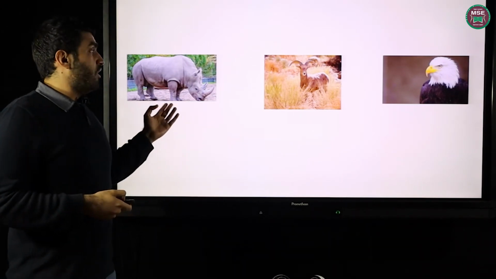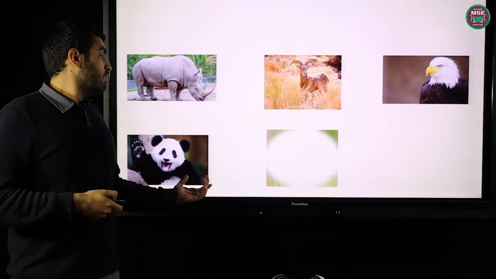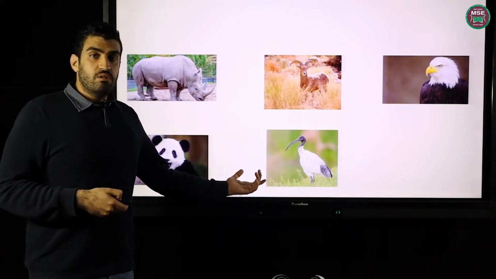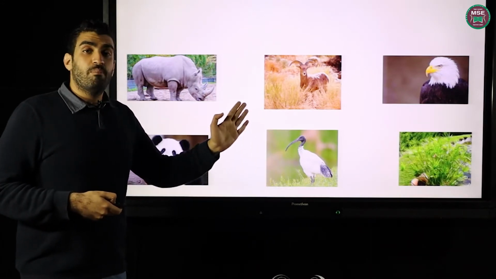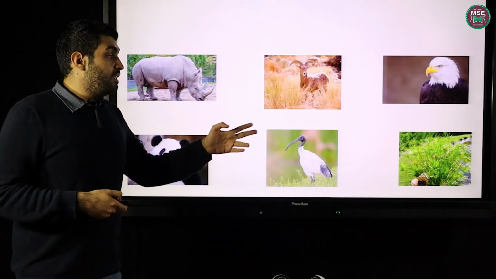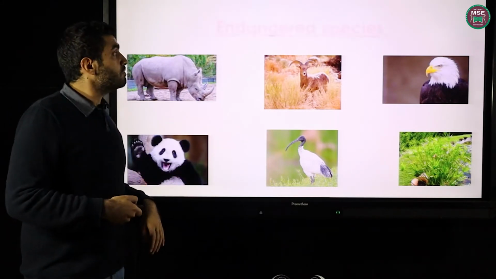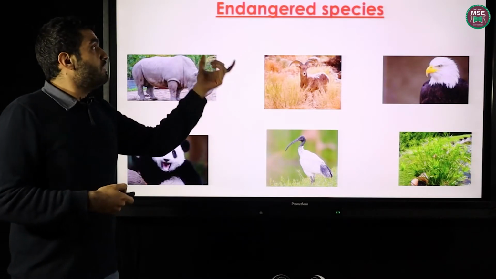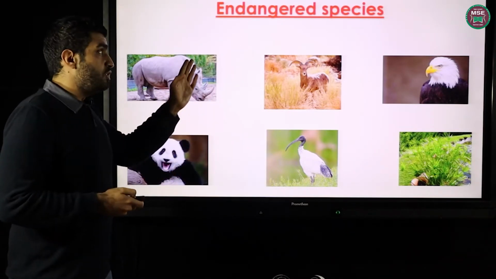Okay, I have rhino, Barbary sheep, bald eagle, panda, and ibis bird. And papyrus plant, that was used by pharaohs in making papers. All of these are called endangered species. They are not extinct species, they are endangered.